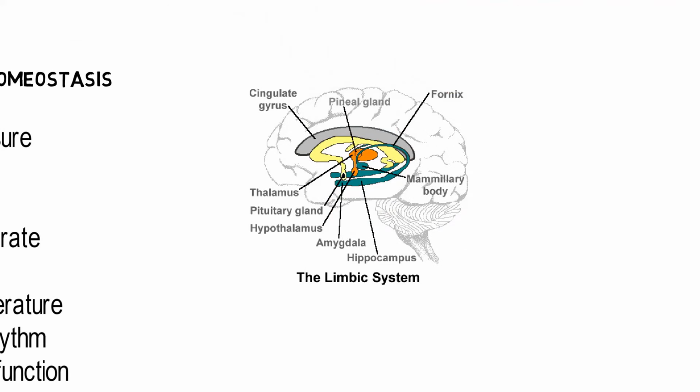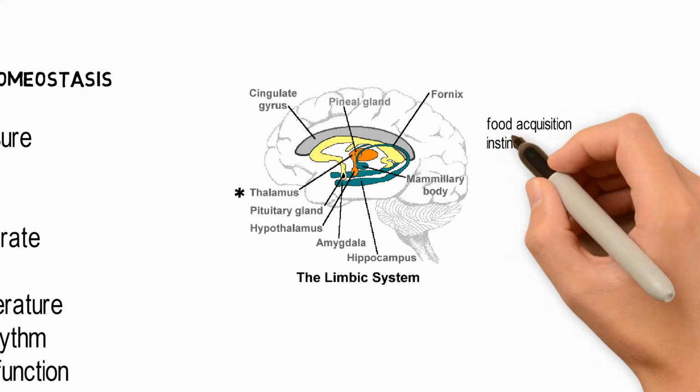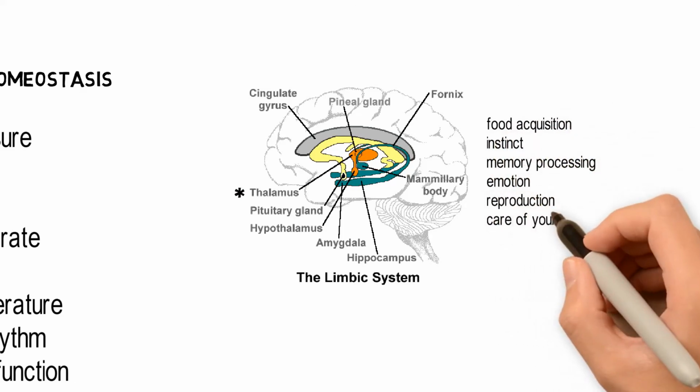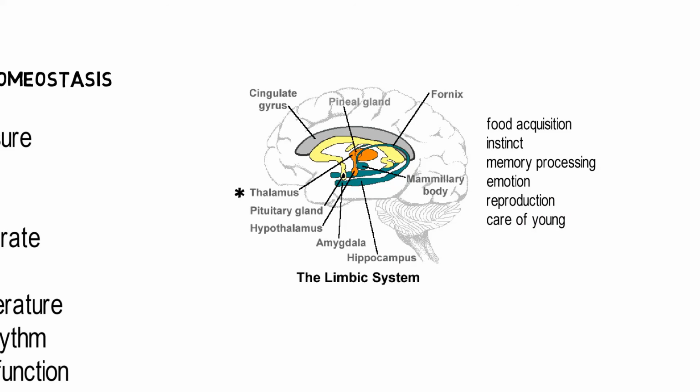The paleocortex is known as the limbic system, or the old mammalian brain, and can be thought of as the part of the brain that is instinctual. It curls around the brainstem, completely encircling it. This part of the brain controls food acquisition, memory processes, emotion, reproduction, and infant care. Animals know how to take care of their young even if they've never given birth before.